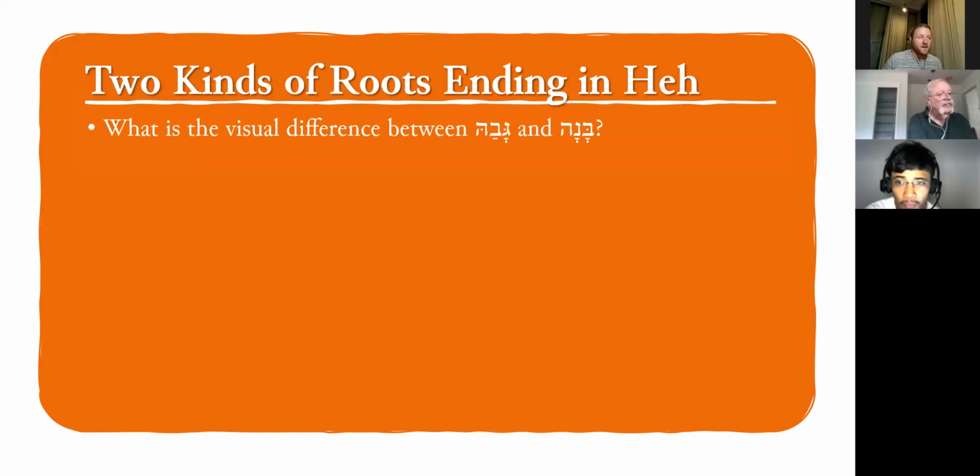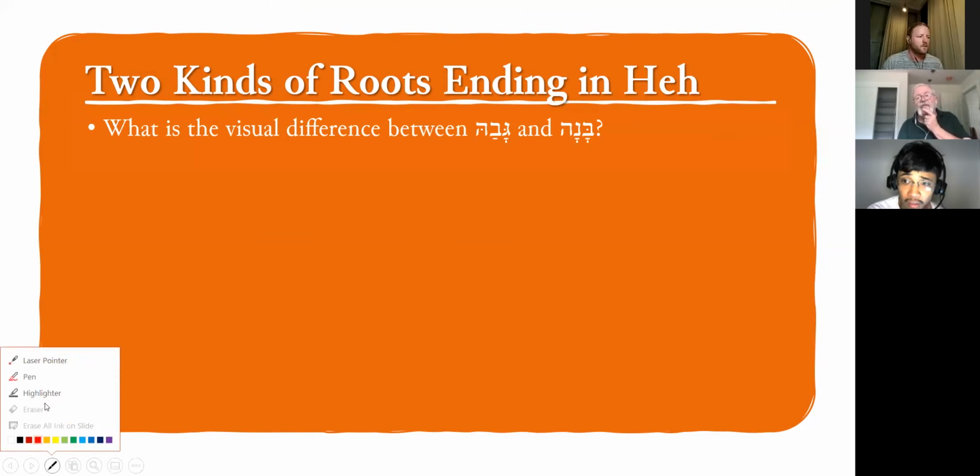So as we begin, there are two kinds of roots that have an ending in the letter He. So I wanted to ask if maybe you picked up from your reading, what is the visual difference that we see between Gava, for example, and Bana that we see there on the screen? Anybody know what the difference is and what's happening there? Yeah, the one that ends with He, that really ends in He, and also the one that ends with a long vowel.